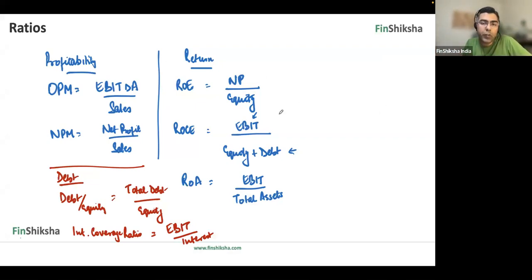And then there are a bunch of other ratios, which would be, let's say, called efficiency ratios, or what is called turnover ratios.